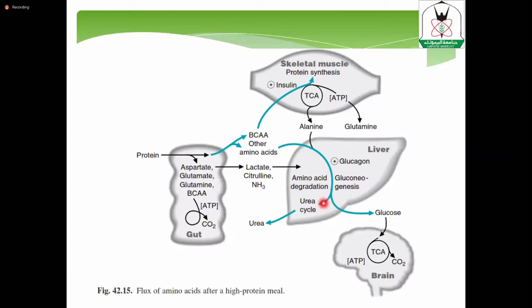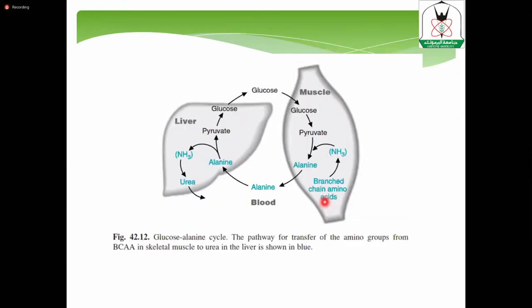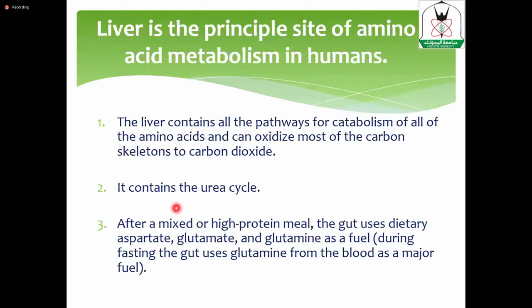That's why amino acids and proteins are not preferred molecules for energy production. The reason is that they generate ammonia, and this ammonia molecule is toxic. That's why it's going to be converted to urea. Now, as we said before, we have a cycle of glucose that will be transported from the liver to the other peripheral tissues, and after metabolism in these tissues will generate alanine as an amino acid that will be transported back to the liver, again generating glucose. So this is known as the alanine glucose cycle or glucose alanine cycle.